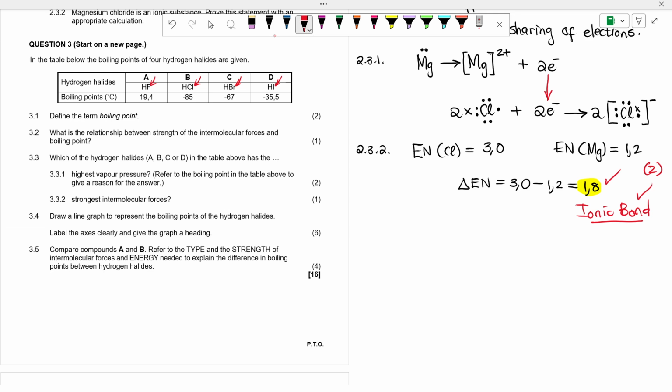Anyone who remembers? There's like this specific definition, and if you say boiling point is the temperature where a substance boils, that's automatically wrong. There's no way that that is marked correct. That's what someone who's not doing physics can say. In physics, we have a specific definition for boiling point. Anyone?